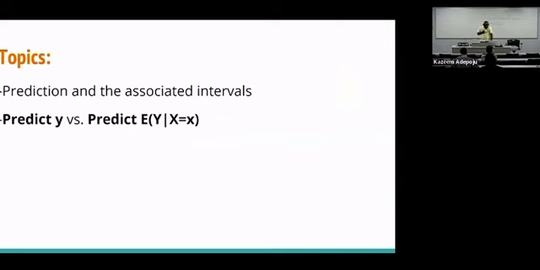This is part of the predictive goal. We want to make a prediction. Today I'm going to show you that we can have a prediction for Y, and we can have a prediction for the mean. There are two types of prediction as far as statistics is concerned. We talk about having individual prediction, and we talk about having mean prediction. The two are not the same.